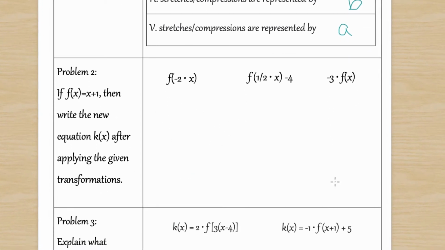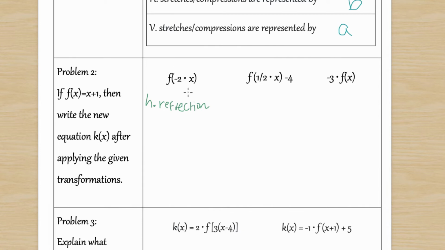So problem 2 says if f of x is equal to x plus 1, then write the new equation k of x after applying the given transformations. The first thing we're going to want to do is identify which transformations are taking place. The first thing that's happening here is a horizontal reflection. With our horizontal reflection, it's also being multiplied by 2.